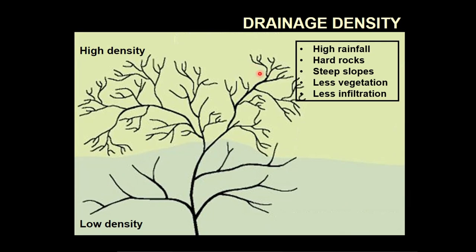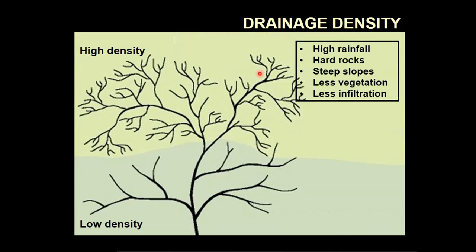And I always say that vegetation is like a sponge. Vegetation soaks. So if it soaks, the water then goes into the ground. And when it goes into the ground, it keeps the trees there. So every time the water goes in, it actually protects the soil from eroding. So less vegetation, not a good thing for drainage density.